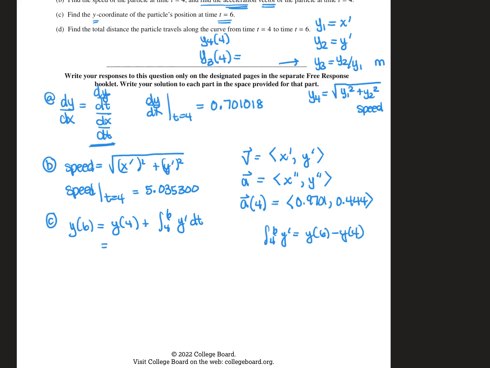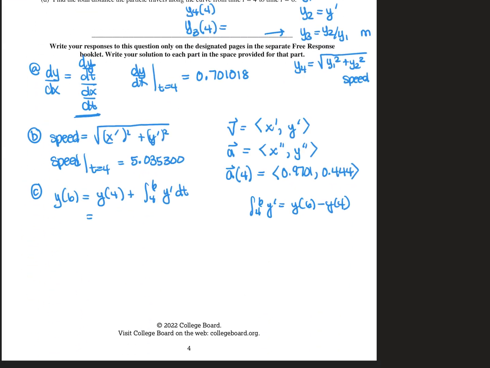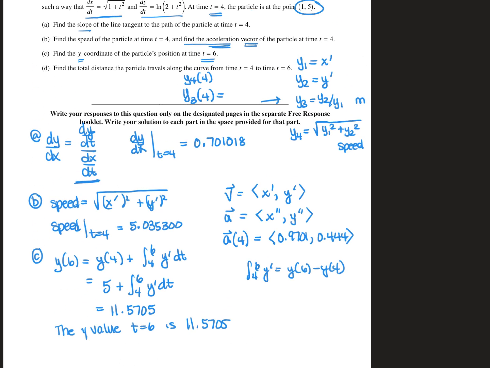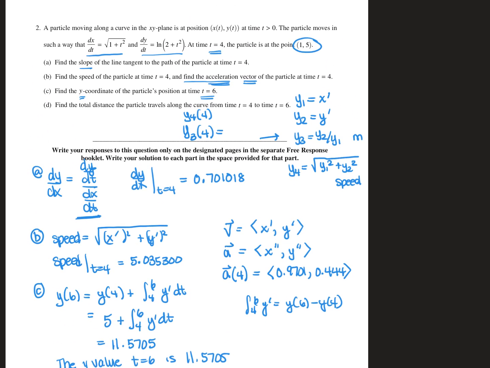So we know y of 4 was given to be 5. And then you're going to be integrating y2 from 4 to 6. And when you do this, you get the value 11.5705. So the y coordinate at time equals 6 is 11.505. Make sure that C is not asking anything else.